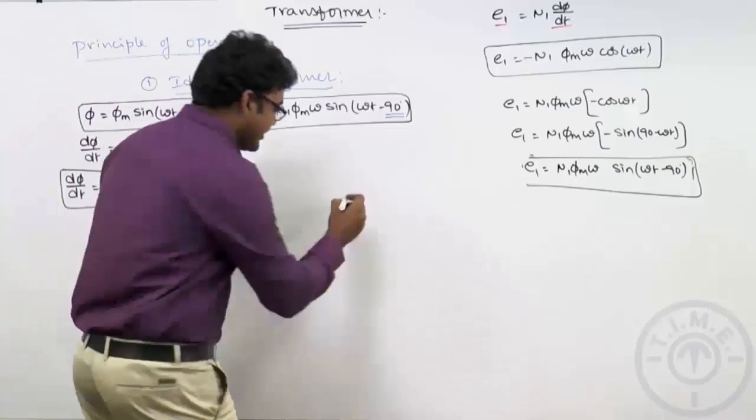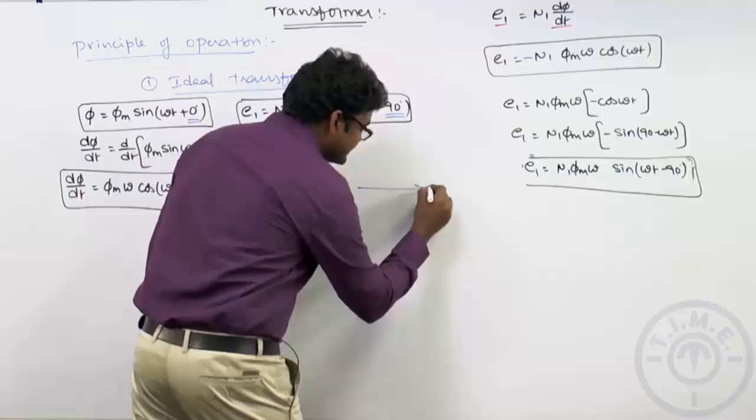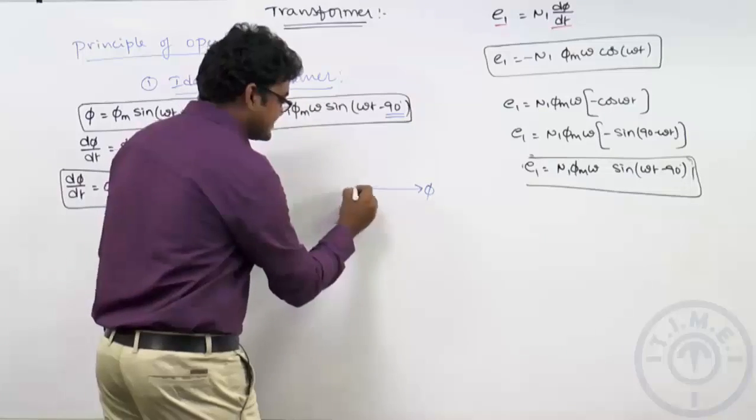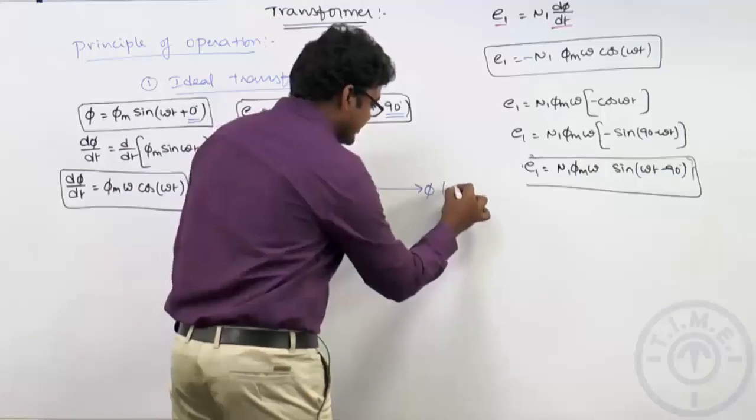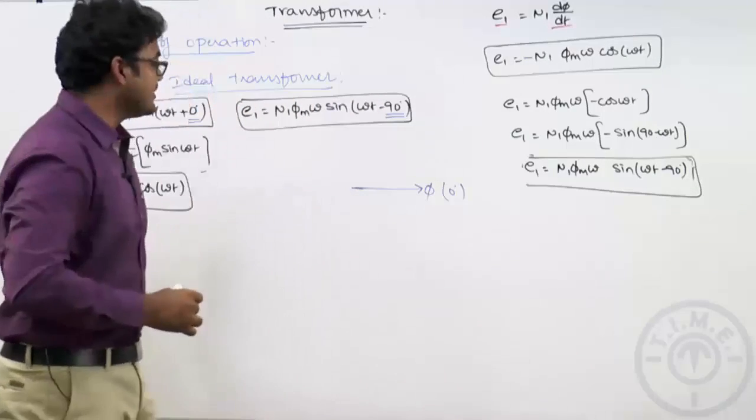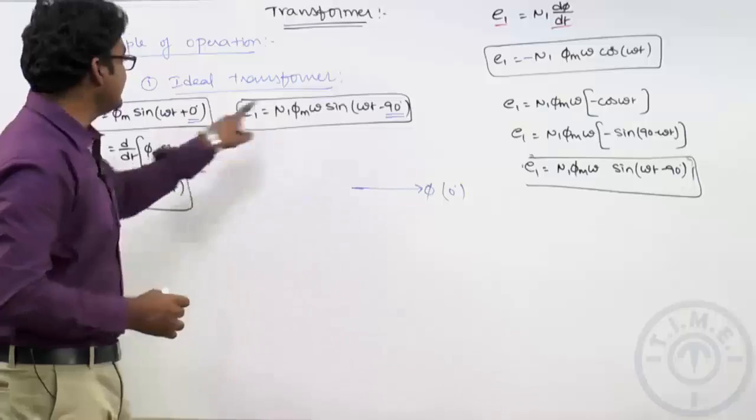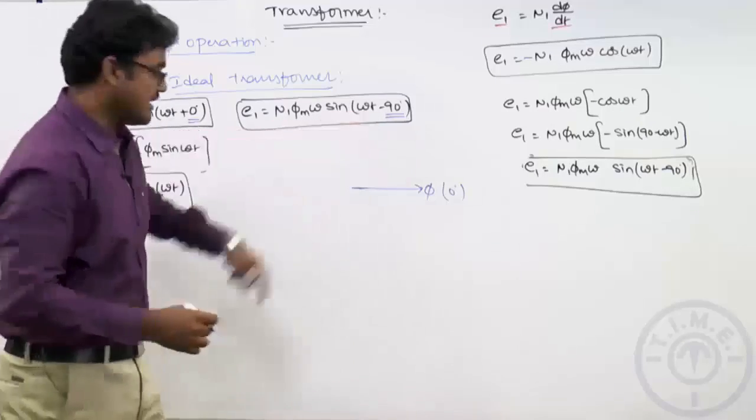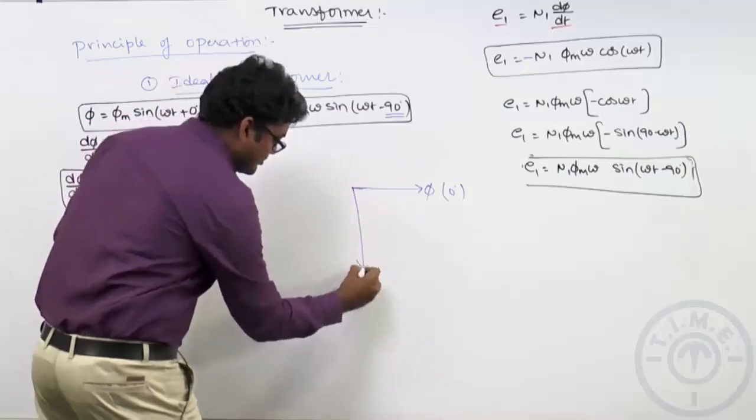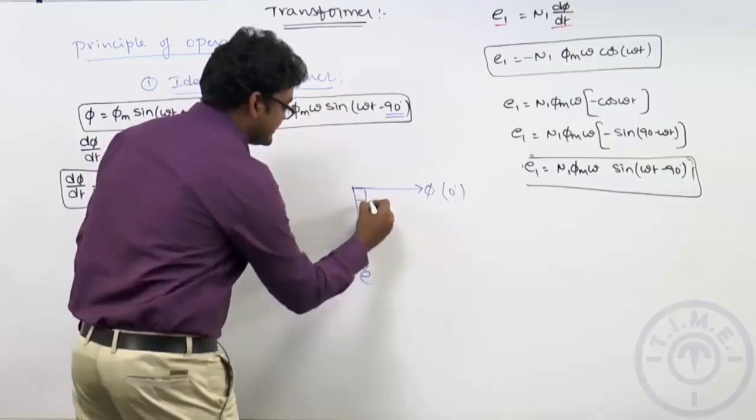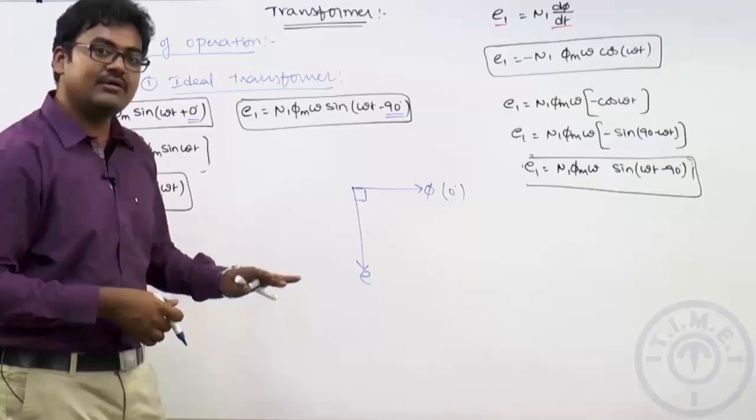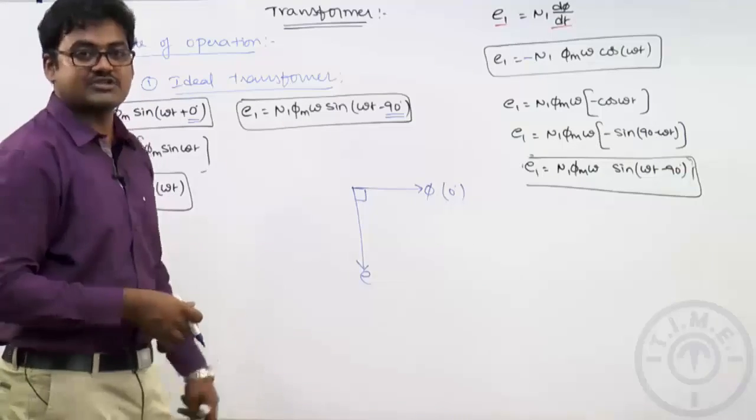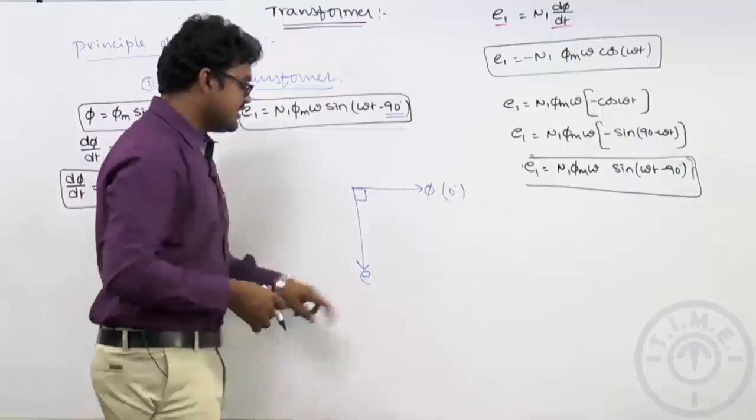So if I assume flux is my reference waveform, that means it is at 0 degrees. Then what will be the induced EMF? Obviously, the induced EMF is lagging the flux by 90 degrees. So this is the value of the induced EMF. It is lagging. Lagging means clockwise direction, and leading means anti-clockwise direction. So this is the induced EMF lagging.